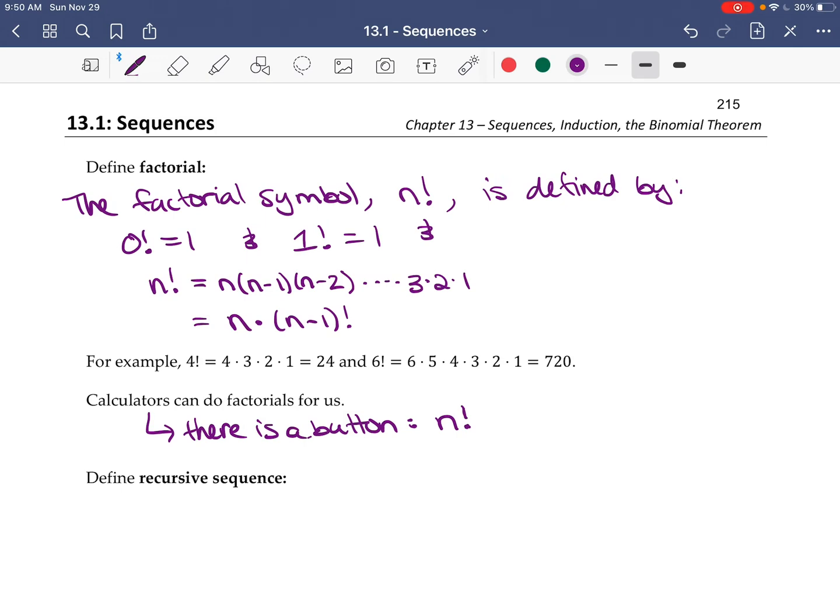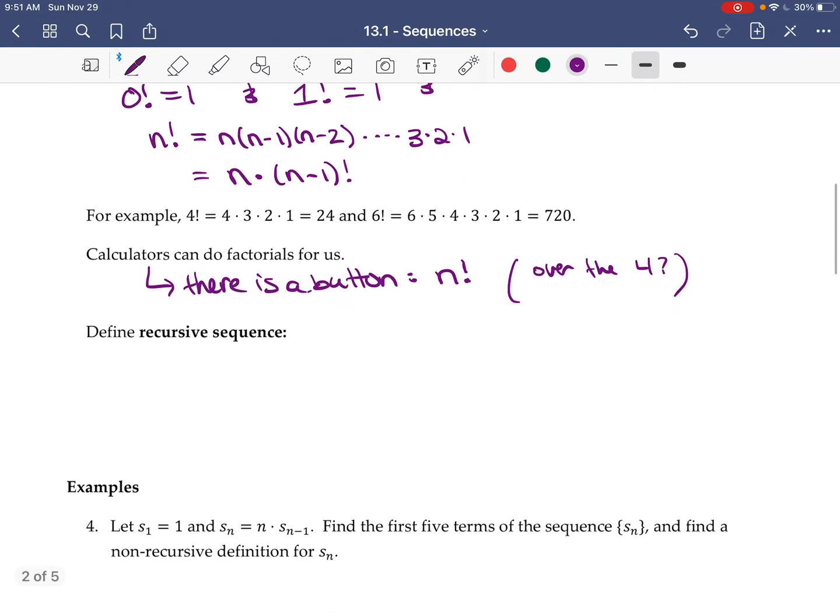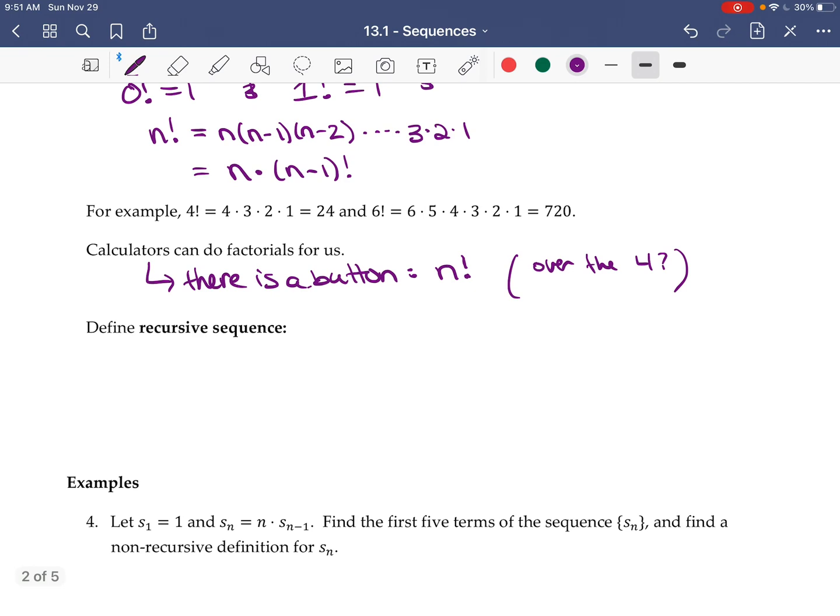I believe it might be over the 4. Okay, so it's usually on the numbers portion, over one of the numbers there. I think it might be the 4, but I'm not sure about that. Maybe I should just put a question mark. Okay, something like that. Okay, this is an example of a recursive sequence.